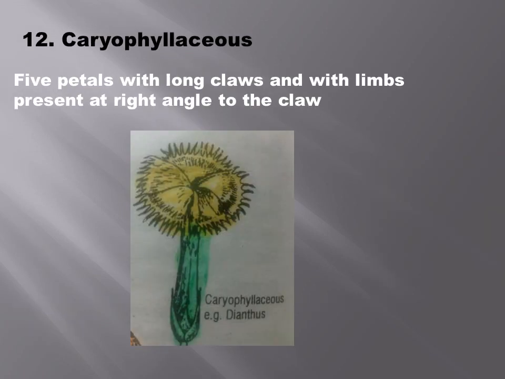The last type of shape of the petal is caryophyllaceous. In the caryophyllaceous type of petals, there are 5 petals with long claws and with limbs present at right angles to the claws. It means that in this type of corolla, the claws and the limbs are present. Such petals are present in the dianthus flower.